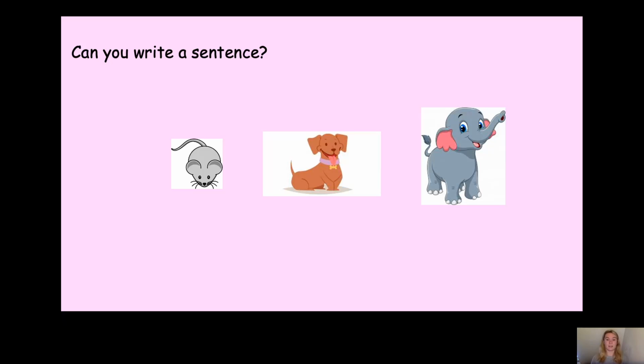We compare these 3 animals. So we can say the mouse is the smallest animal, and we can say that the elephant is the largest animal or the biggest animal, and it is the loudest animal as well.